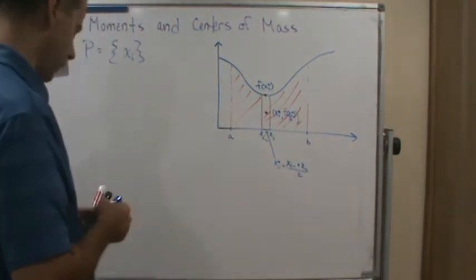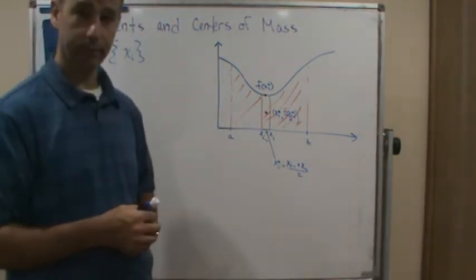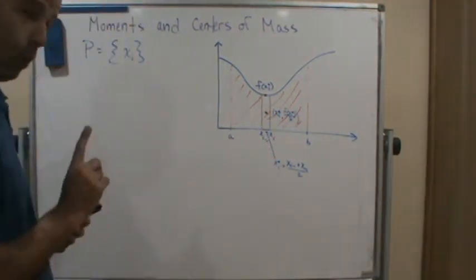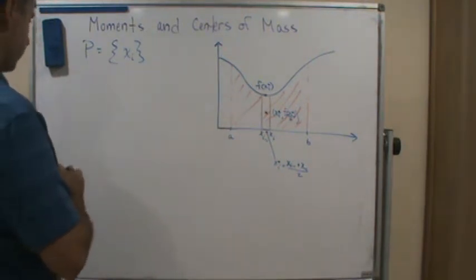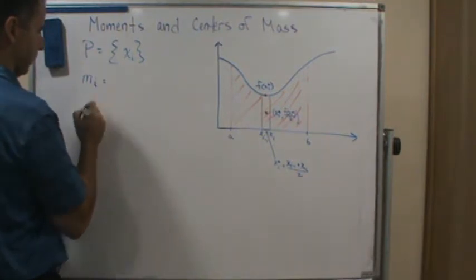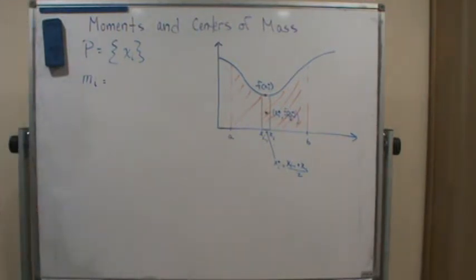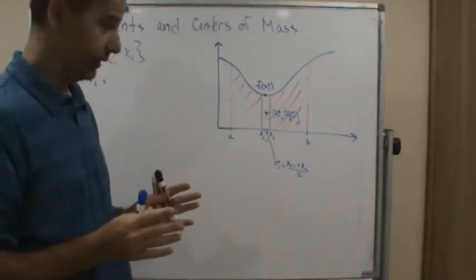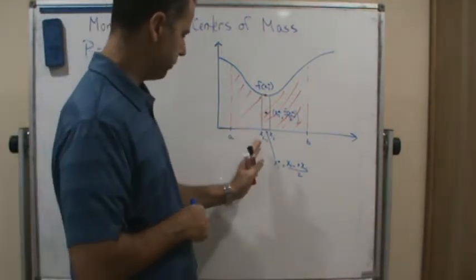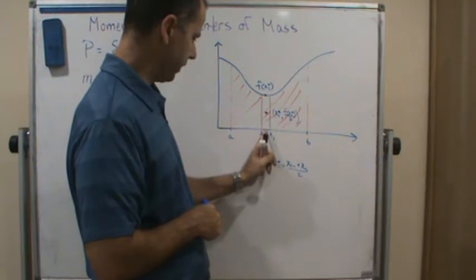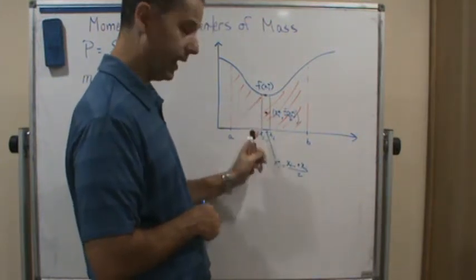Okay, so let's start by finding the mass of this one rectangle. Let's call this m sub i. So how do we find the mass? Well, just like we did before, we're going to take the area. So what's the area of this rectangle? Oh, I'm sorry. The area is going to be the length of the base times the height.